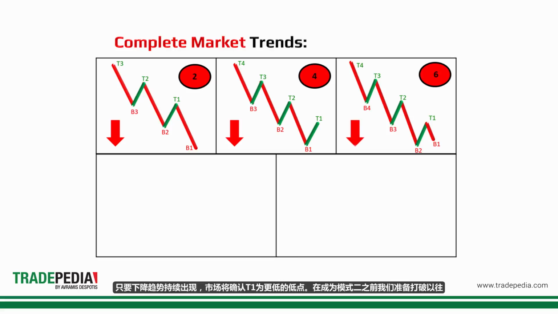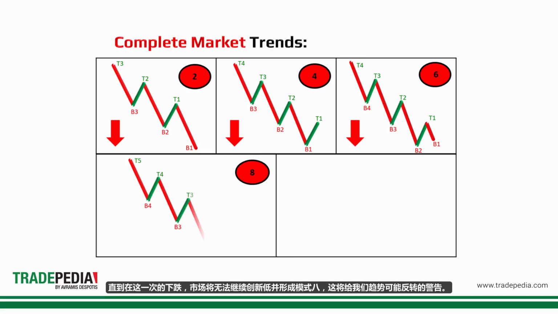And as long as the downtrend continues, the market will confirm a lower top at T1 and prepare to break the previous low before becoming a number 2 again. And this is how the trend flows from 2, 4, 6, and then back to 2.